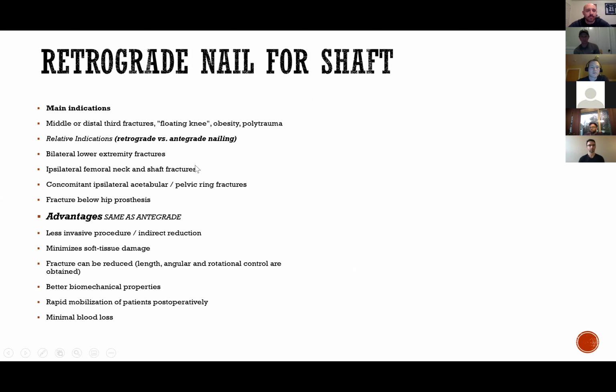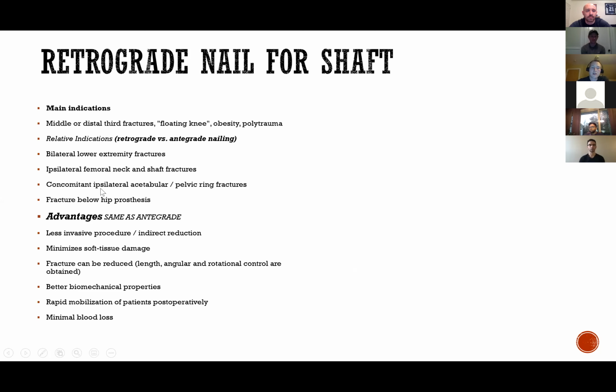Looking at a retrograde nail, some of the times you may see us use this are when you have bilateral lower extremity fractures. If you have double femoral shaft fractures, it may be easier to just nail both of them from the same position because you don't have to shift the patient from one side of the table to the other in order to gain access to the hip. Or you can just go straight from the knee in both of them.